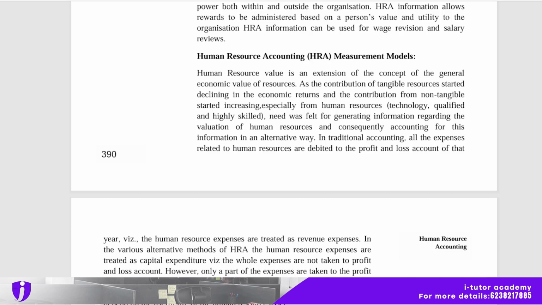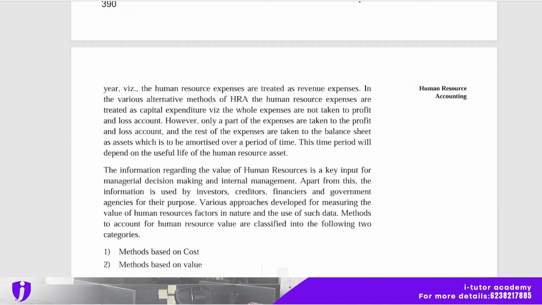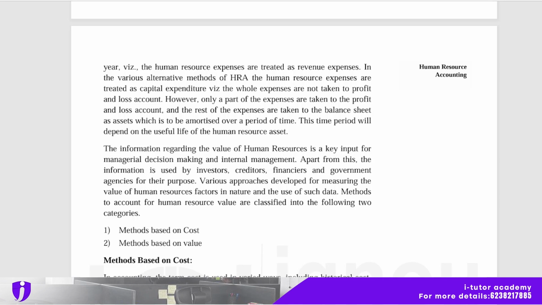Human resource value is an extension of the concept of the general economic value of resources. As the contribution of tangible resources started declining in economic returns, and the contribution from intangible resources started increasing, especially from human resources, technology, and qualified and highly skilled people, a need was felt for generating information regarding the valuation of human resources and consequently accounting for this information in an alternative way. Apart from this, the information is used by investors, creditors, financiers, and government agencies for their purposes.